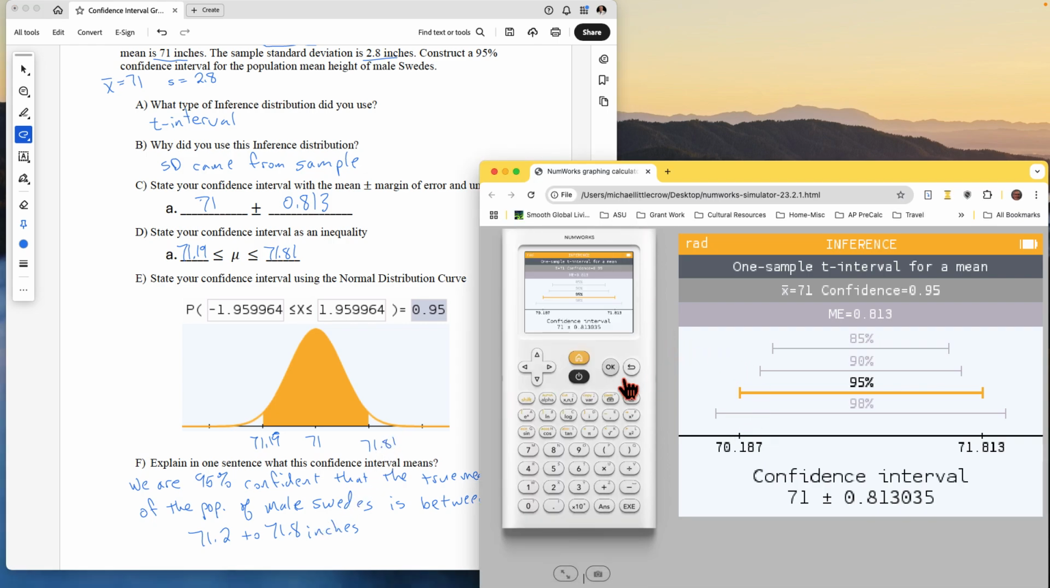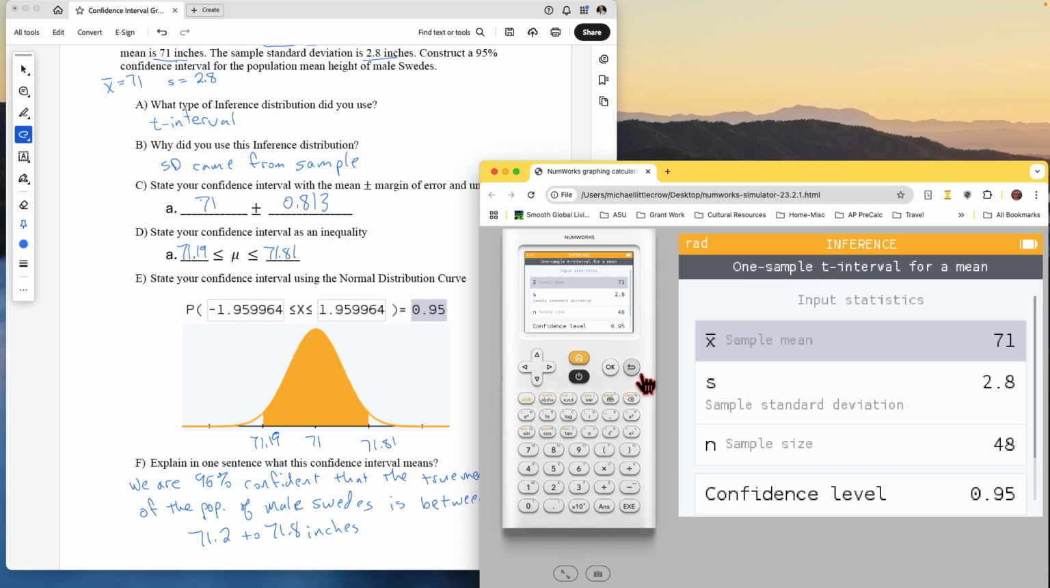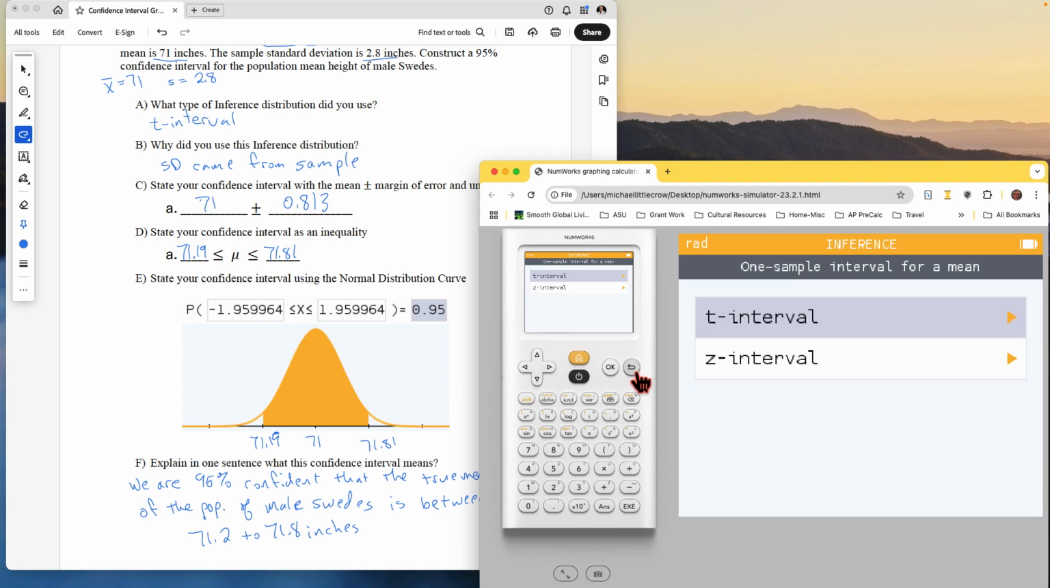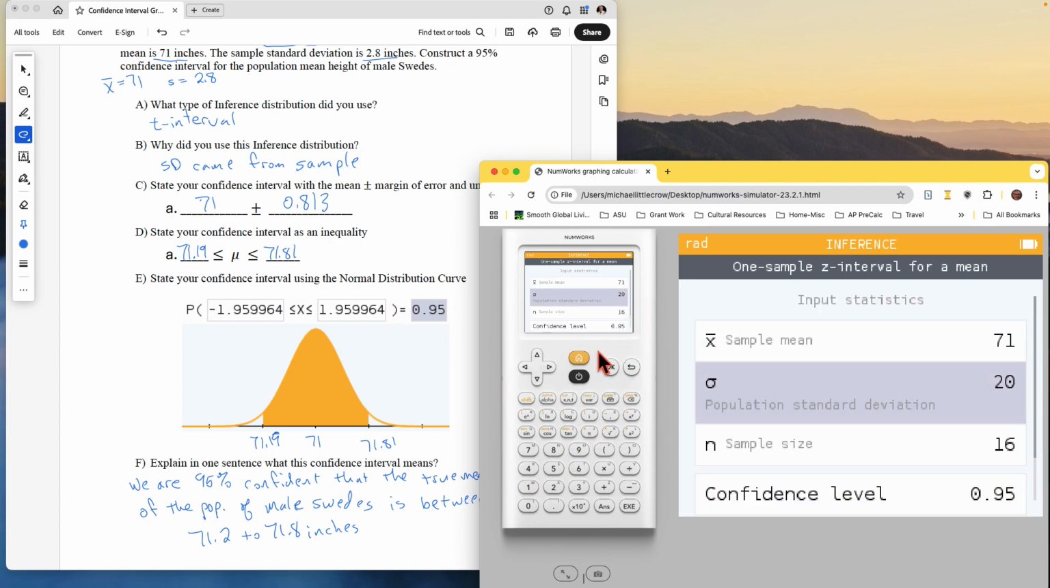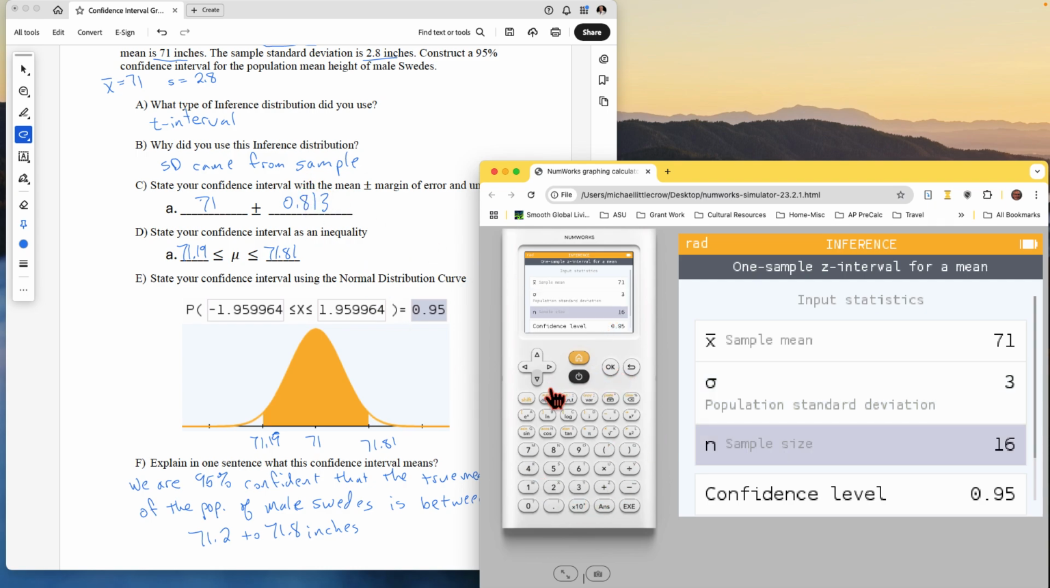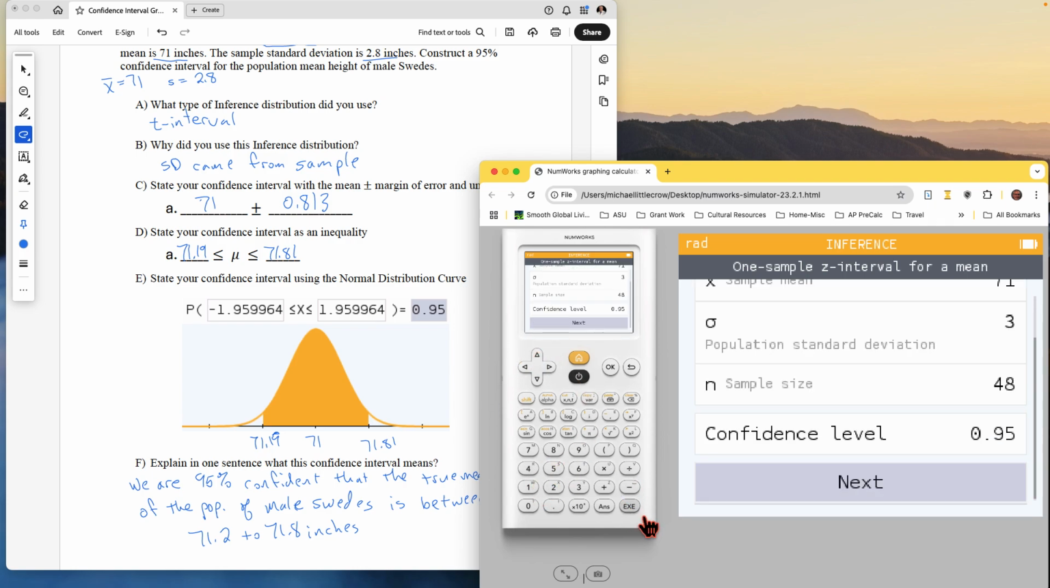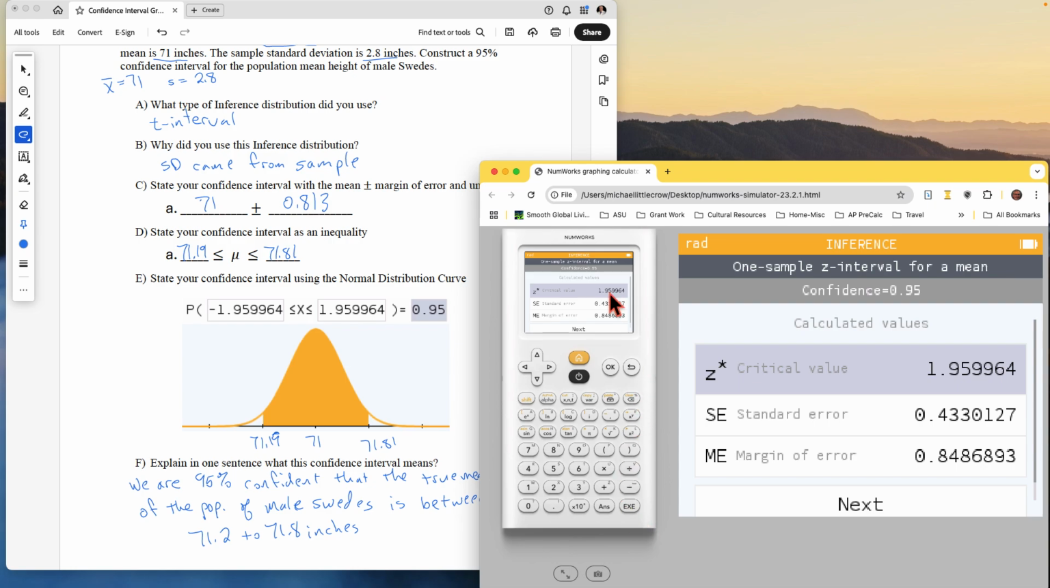Now what I'm going to do is back up, and if you're done, you're done. And this is all good. I just want to see, for personal interest, what would happen if we did a z-test. If we did a z-test, we should use 71. We still have to put our data in. Now we use the standard deviation from the population, which was 3, not 2.8. But the sample we had was 48, 95%. Let's see if we get exactly the same. I think we'll probably be a little different.